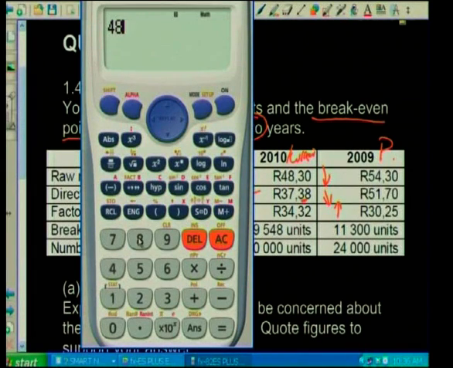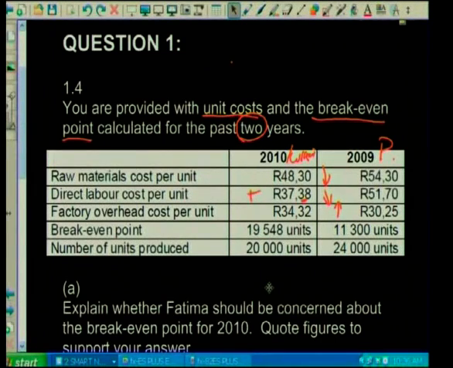So we had 48 Rand 30 cents. We are adding 37 Rand 38 cents. And then we are adding 34 Rand 32 cents to get my cost price of 120 Rand, which is the same cost price that I previously calculated using the selling price and the markup. Right, next bit of info, my break-even point is given to me.